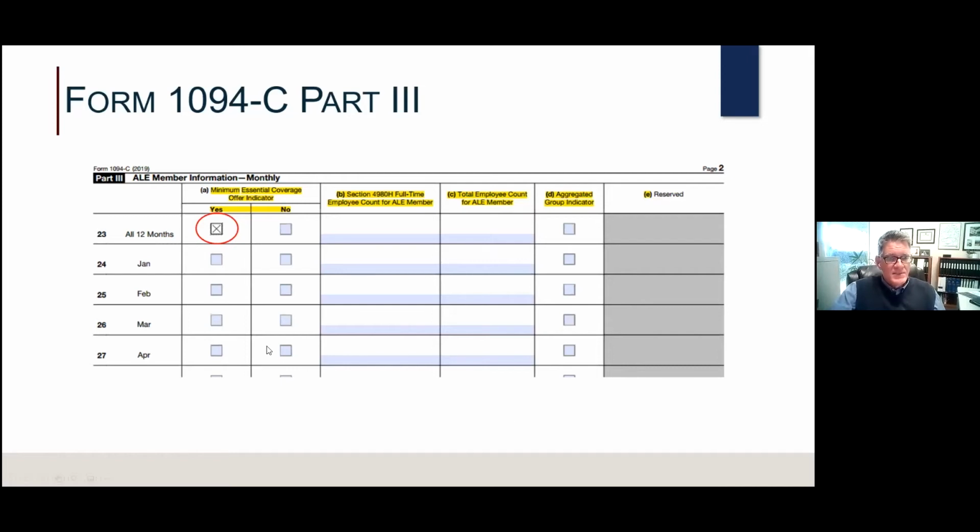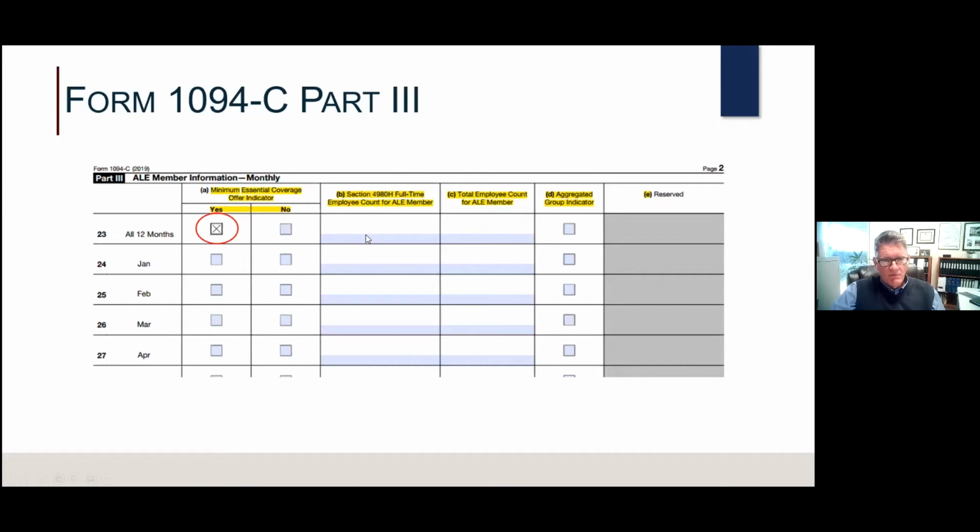Now, I'm not suggesting this says yes automatically. If it's technically accurate that you failed to meet that 95% offer threshold for any specific month, you obviously have to provide the IRS with accurate information. But know that this is a primary driver of the penalties under the ACA. The rest of the form is pretty straightforward.